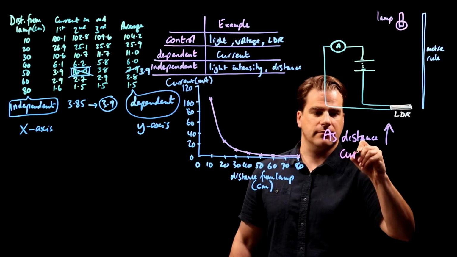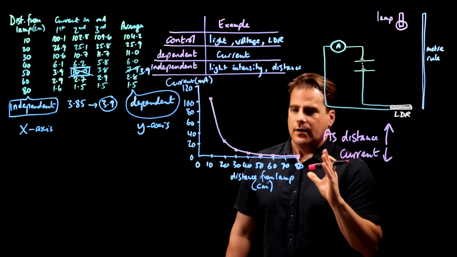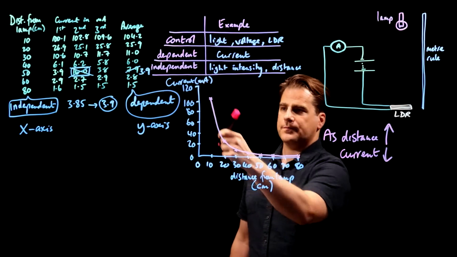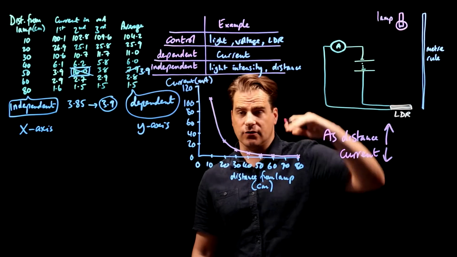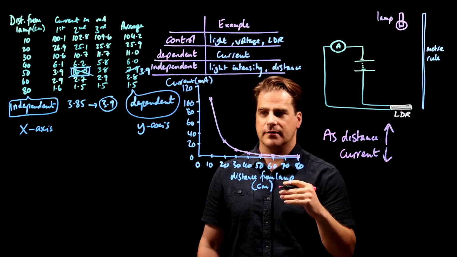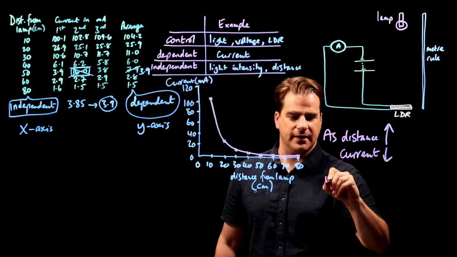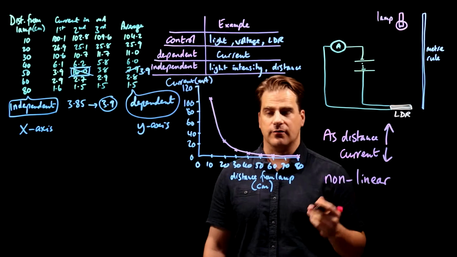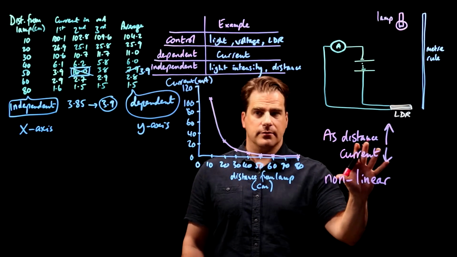So current decreases, okay? Secondly, for the second mark, this is a curve. It's not a straight line of any sort, okay? Which means because it's not a straight line, it's not linear. So therefore, it's non-linear. Okay, it's a curve. And that will get you your 2 marks, right?